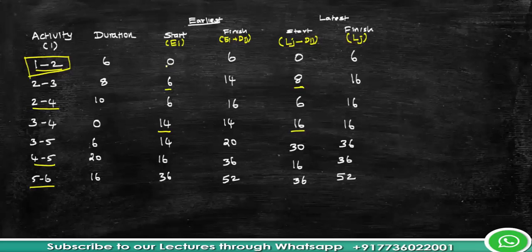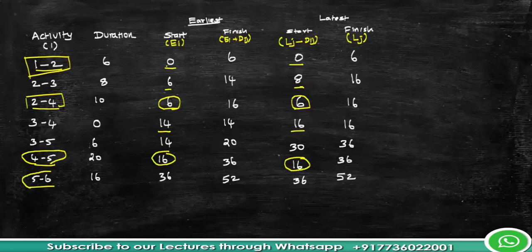Please have a look here. The earliest start time is 0 and the latest start time is 0 for the critical activity 1 to 2. For 2 to 4, the earliest start time is 6 and the latest start time is 6. For 4 to 5, both are 16, and for 5 to 6, the earliest start time is 36 and the latest start time is 36. So what you have to observe is that in a network with critical activities, the earliest start and the latest start time are the same.